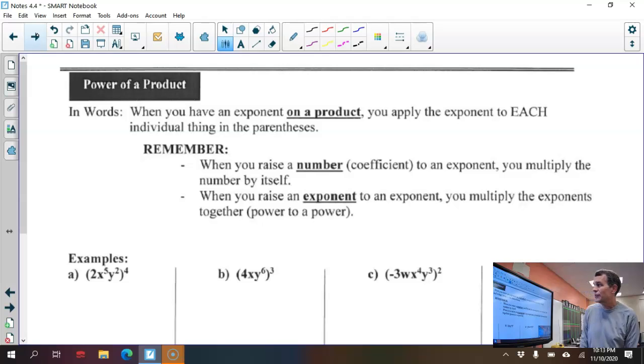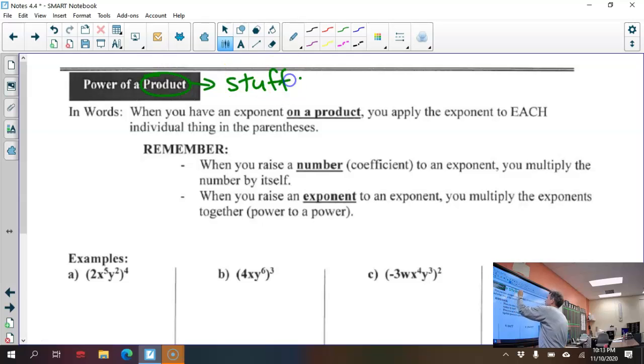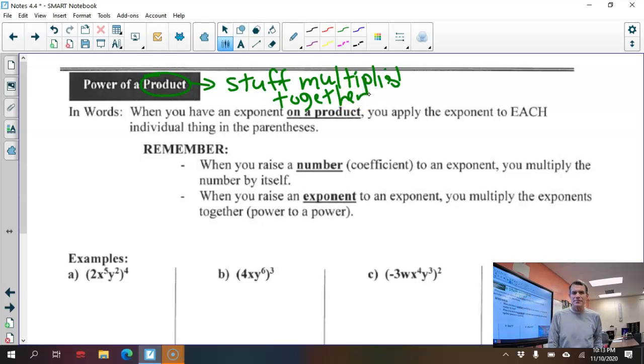So that brings us to a similar situation where we will use that rule, and that is the power of a product. Now, a product is just stuff multiplied together. I don't know if you remember that, probably from 5th or 6th grade, you learned that in a multiplication problem, the answer is called the product.